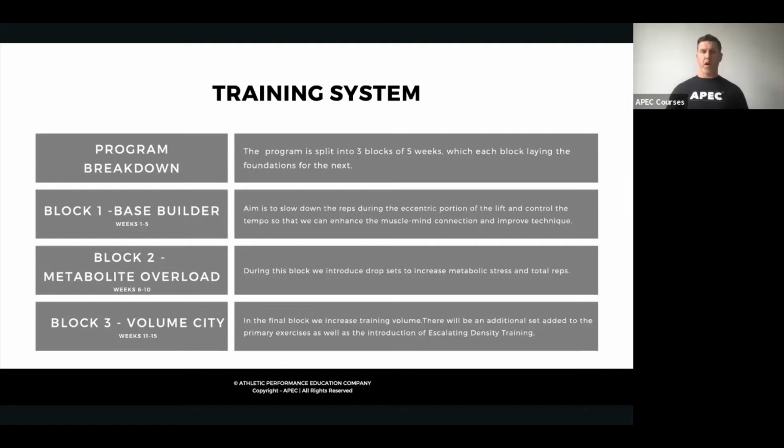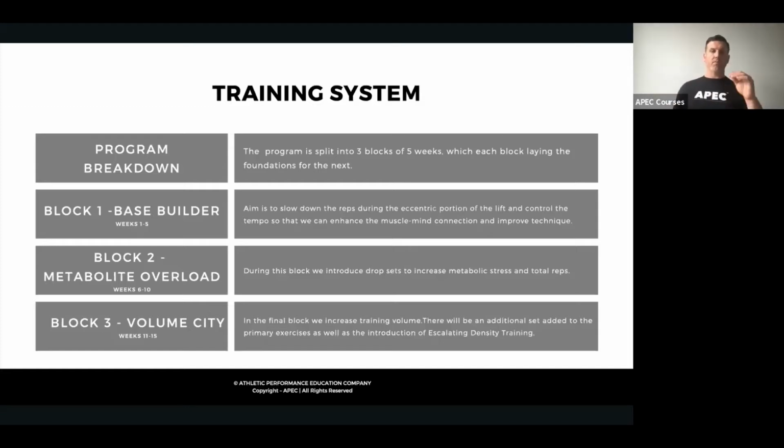On our first block, which lasts from week 1 to 5, we're trying to build a good base. The aim is to slow down the reps during the eccentric portion of the lift and control the tempo, so that we can enhance muscle-mind connection and improve on the technical aspect of the lift. That is the focus over the first 5 weeks, okay? Very simple focus, working on the eccentric part of the lift.